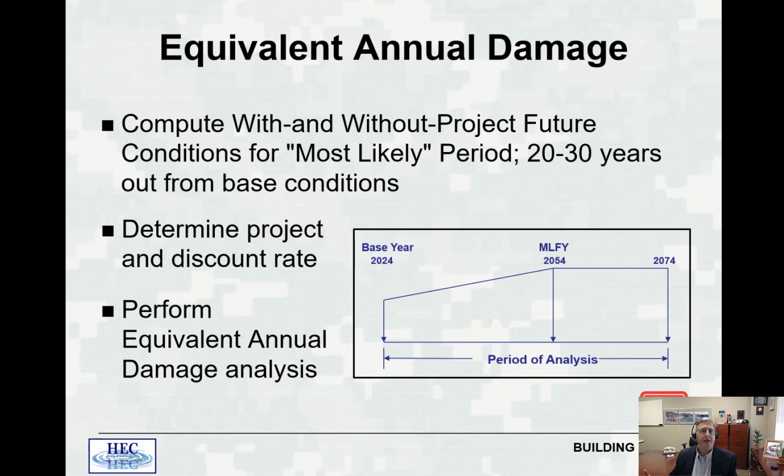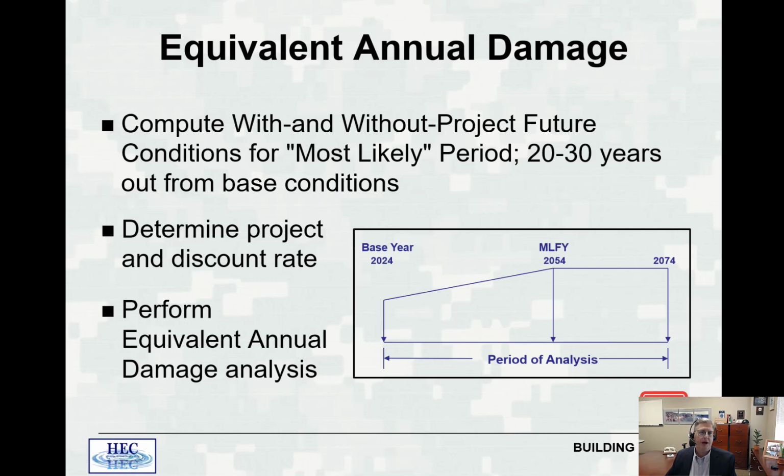So then you also need to compute your expected annual damages at your most likely future year, or MLFY. In this figure, that's 2054. So you need to make a prediction about what your situation is going to look like in 2054 or at that most likely future year. And then because your period of analysis is 50 years, what FDA does is it takes the most likely future year and then draws a straight line across to the end of your period of analysis and computes your expected annual damages for each one of those years between your most likely future year and the end of your period of analysis.